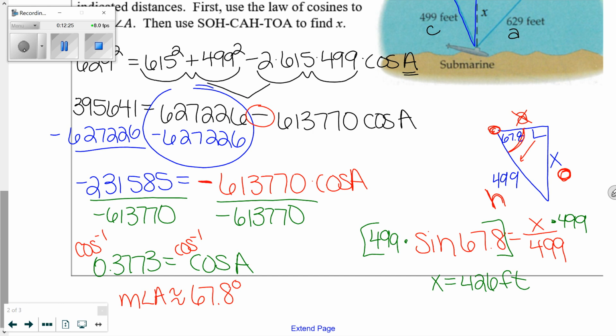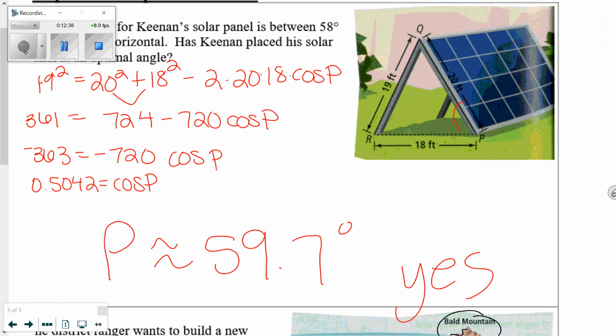Okay, I want you to try one more practice problem. It's actually the first practice problem on the back. You are just practicing finding the angle. You're not going to do anything with SOHCAHTOA on that one. So go ahead and flip to practice number 3 and try that one.